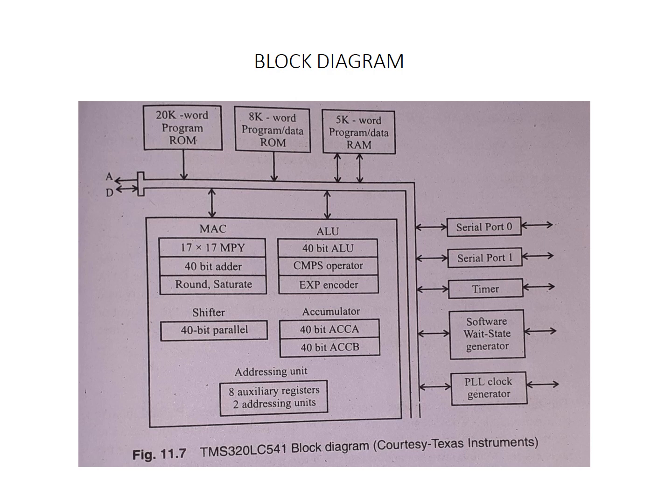In the MAC we have a 17-bit multiplier, and in the ALU we have 40 bits. Here the 40-bit adders will be used, compare operators, exponential encoders, round off and saturators. Here we have the shifters and accumulators, addressing modes, and some serial ports will be used for connecting the processor with the external devices, and timers, PLL clock generators and software wait state generator also.